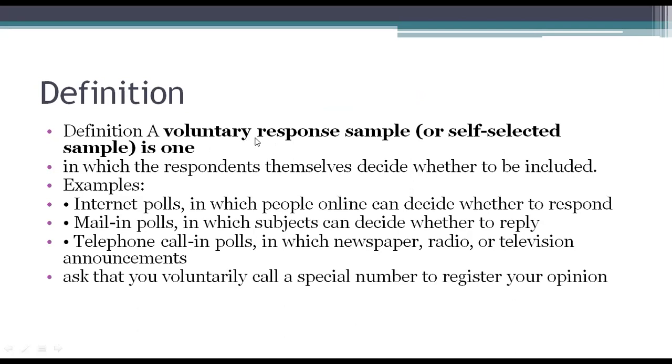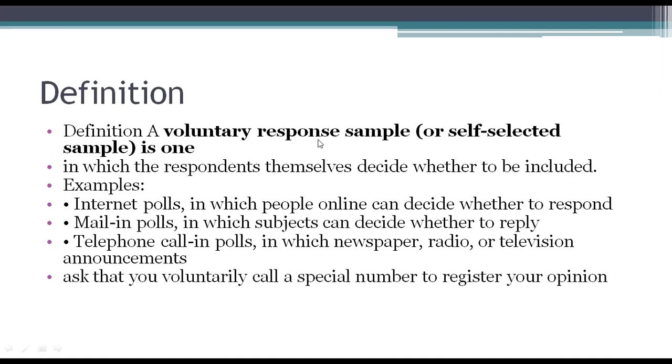What is a voluntary response sample? A voluntary response sample, or self-selected sample, is one in which respondents themselves decide whether to be included or not. This is very important. The sample affects our conclusions. If we choose a sampling method, then our conclusions depend on our sampling, and the sampling method is very important. And one of the major and most used sampling methods is the voluntary response sample.